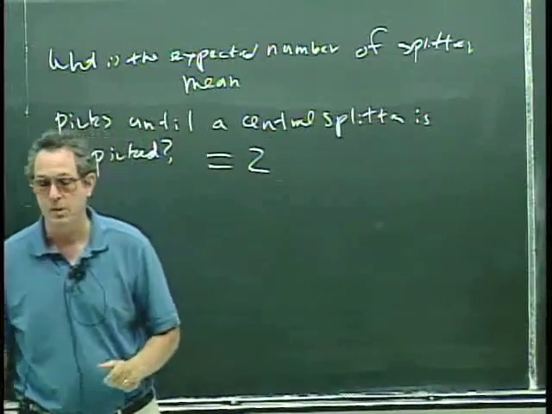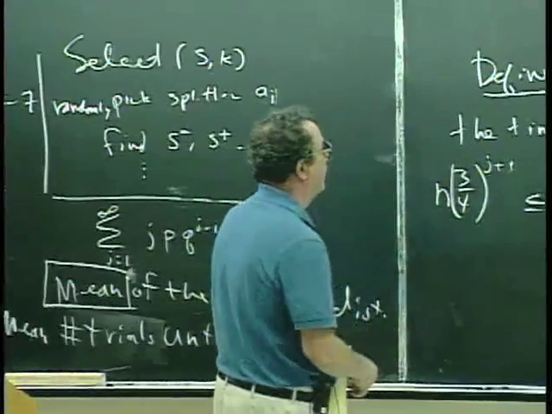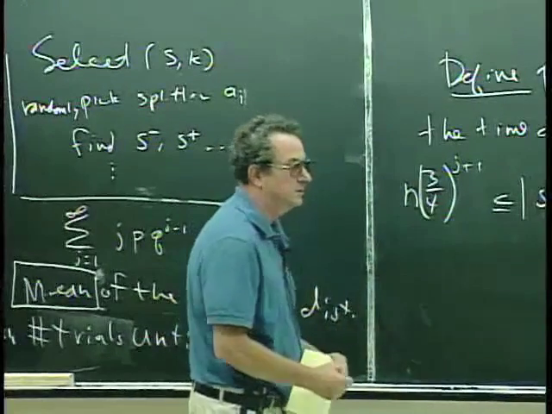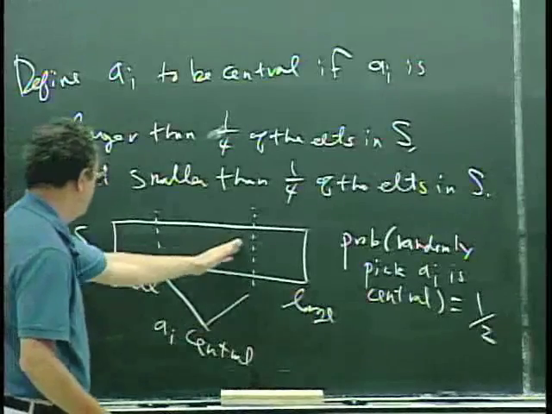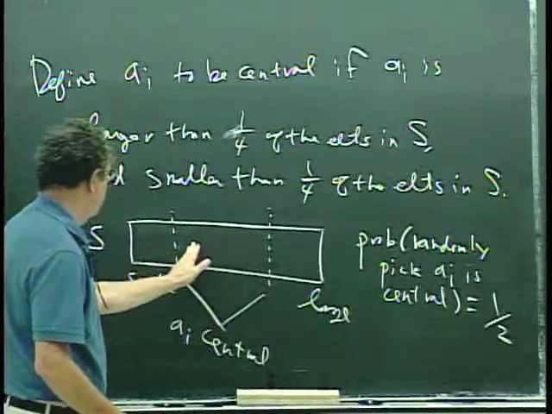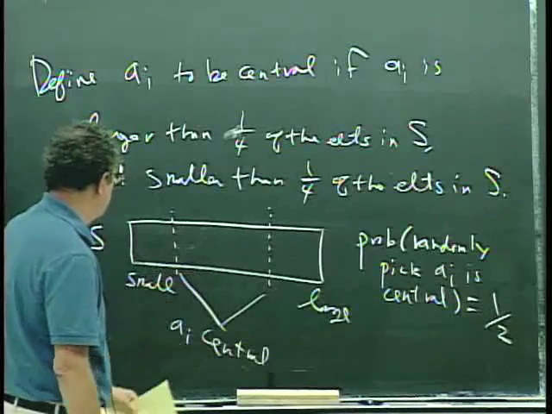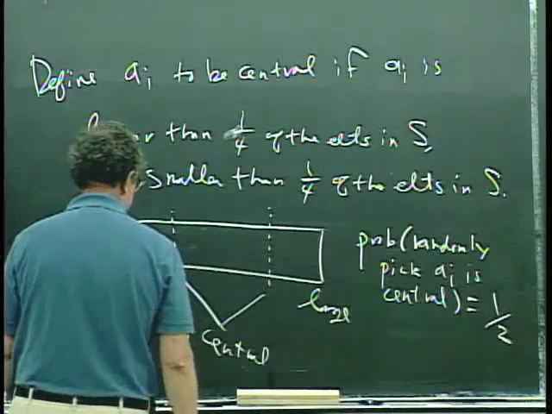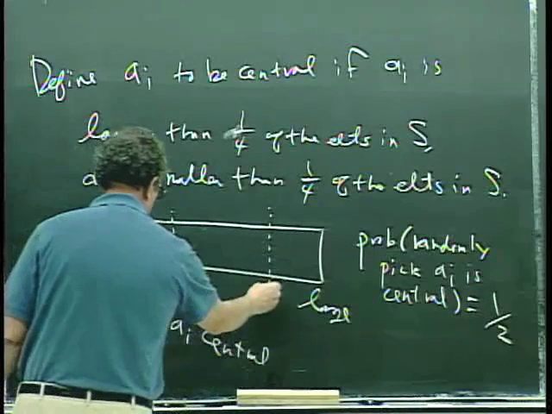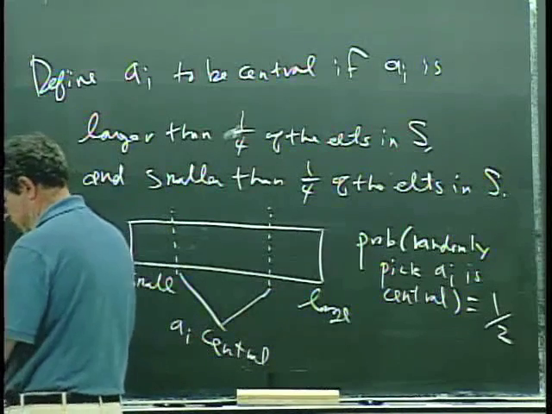Okay, all right, the next thing to point out is, when you pick a central splitter, well, you've picked a central splitter, and now what happens? Remember, in the algorithm, what does happen?